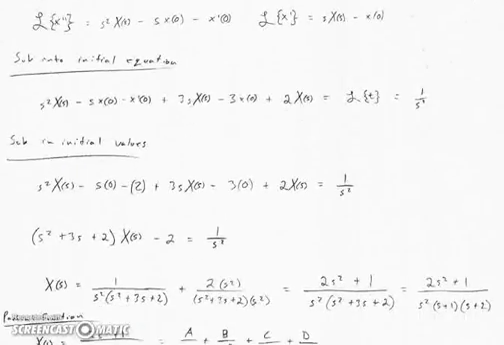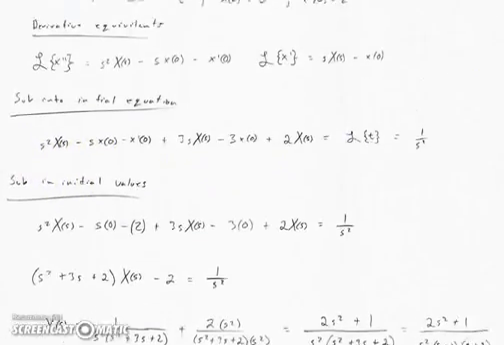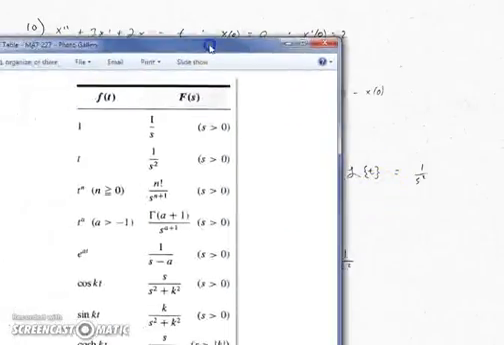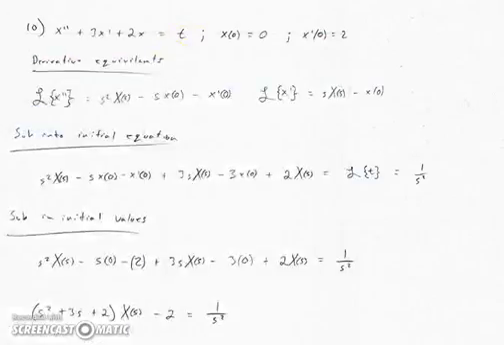Next, what you want to do is sub it into the initial equation. So you sub in the equivalents for x double prime minus 3 times the equivalents of x prime plus 2 times just chi of s, which is your Laplace transformation of small x, equals the Laplace transformation of t. And looking at the table, you know that the Laplace transformation of t is 1 over s squared. So this whole side equals 1 over s squared.